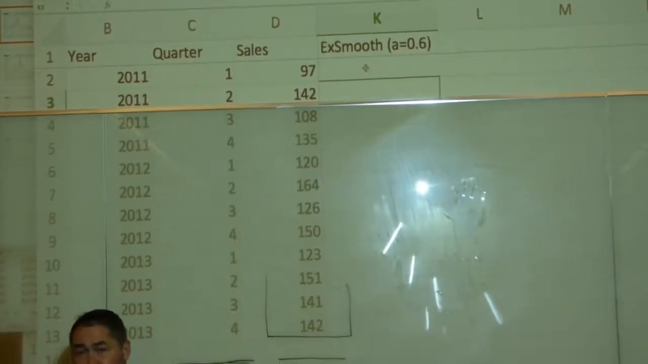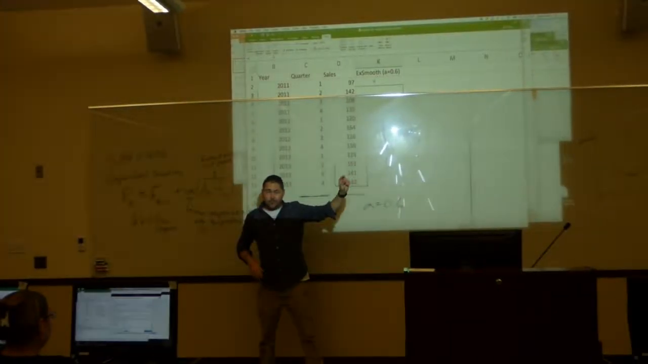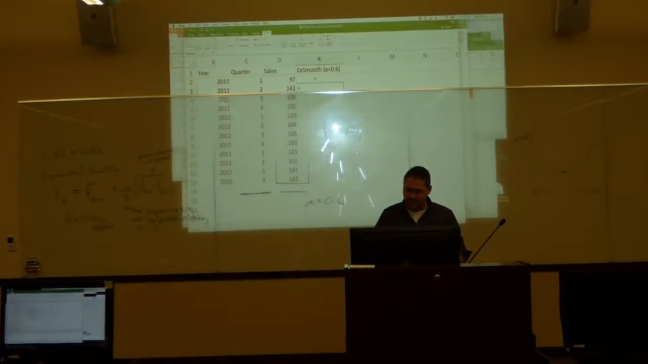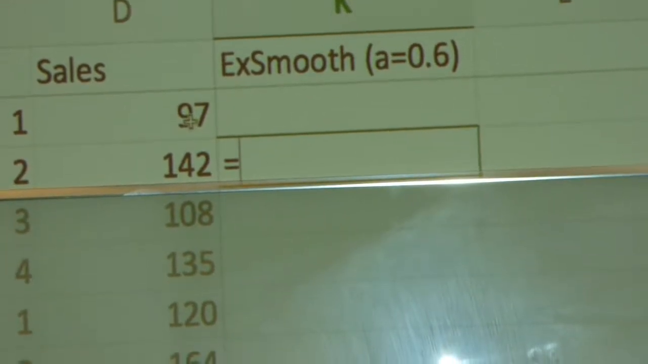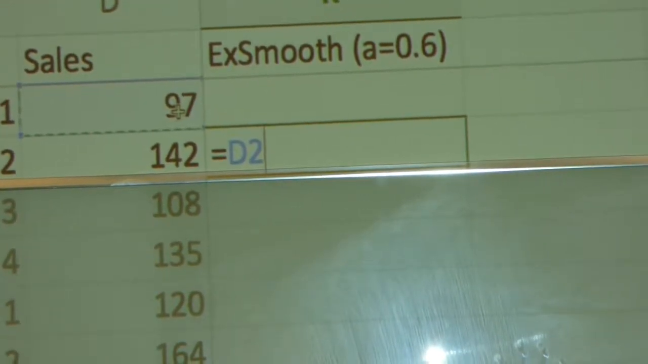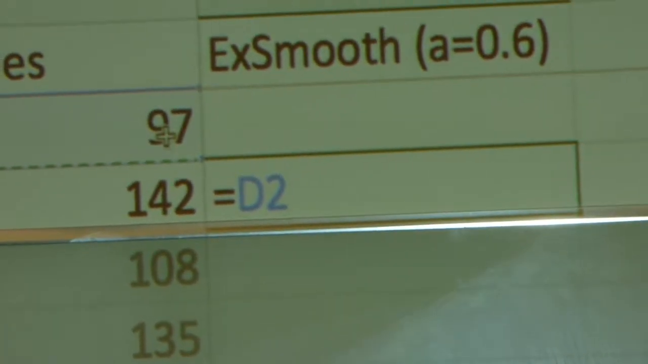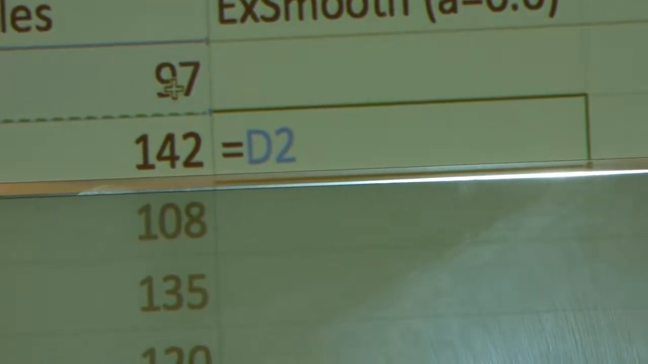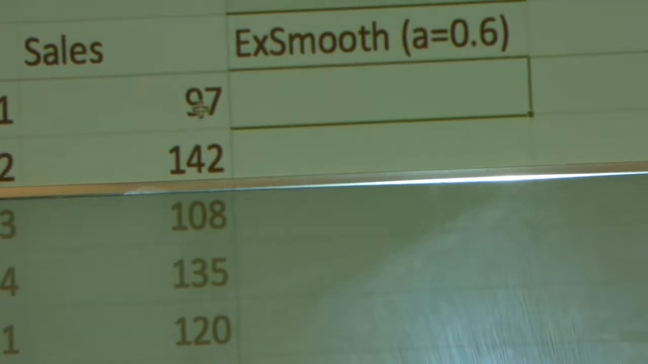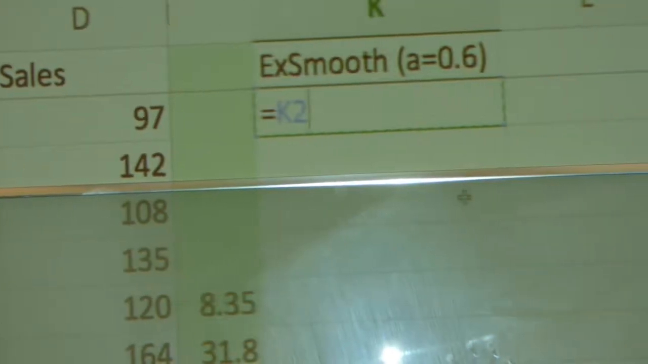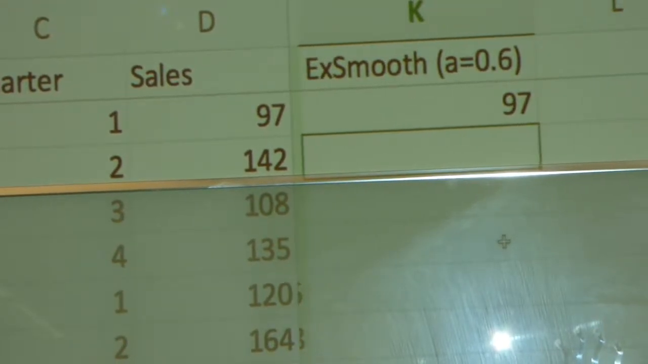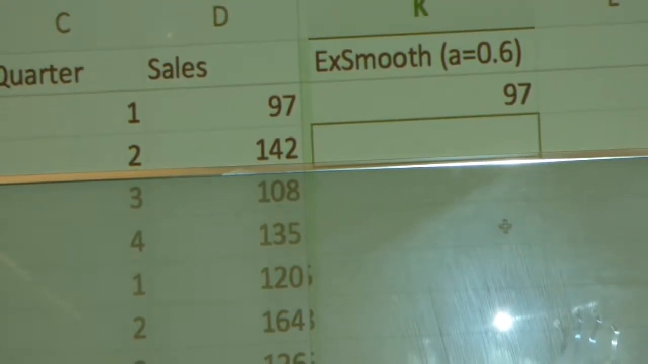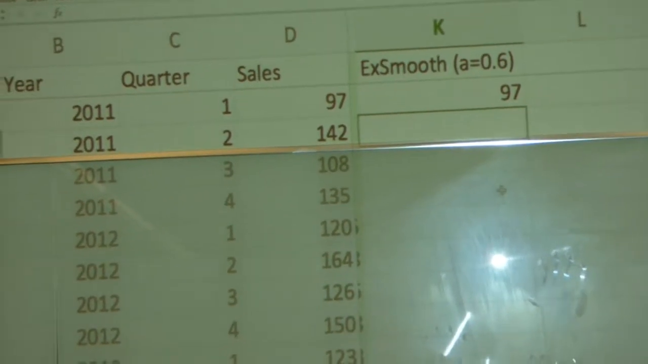All right. Now watch how I translate this equation into Excel. I'm starting at that second period, equals, okay? Equals what? How do I get started here? I'm going to have to start with what actually happened. This is only going to be for the first one. I need some sort of a starting point. Let's start with this first one and equal just like it happened, because we need some sort of starting forecast. It's our forecast for exponential smoothing starting with 97, okay?